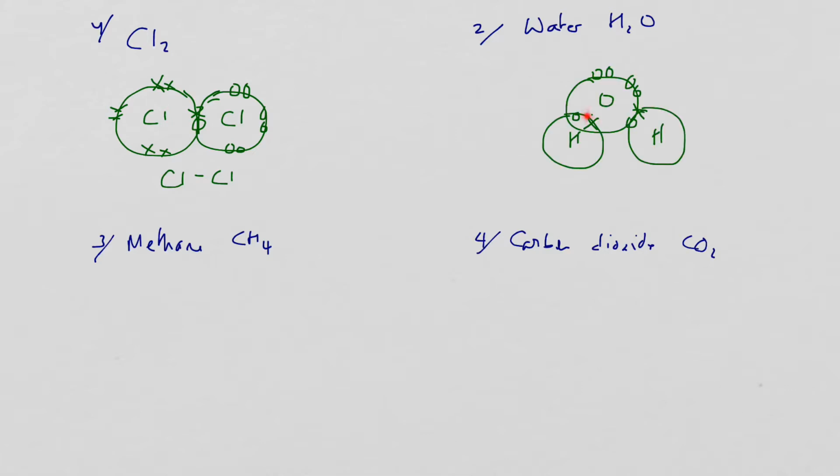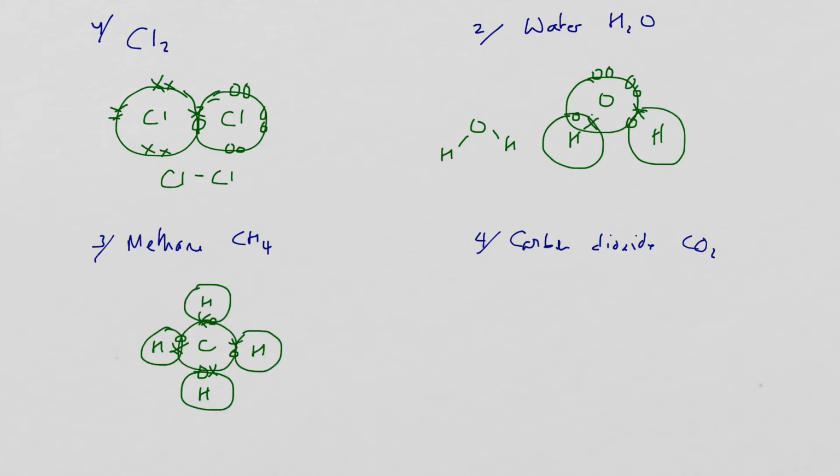Okay, here's water. Hydrogen's got 1 electron. Hydrogen's got 1 electron. Oxygen's got 1, 2, 3, 4, 5, 6 electrons. We've got shared electrons here, meaning that hydrogen has got 2 electrons in its outer shell. Oxygen has got 2, 4, 6, 8 electrons in its outer shell. And water looks like that. Next example.